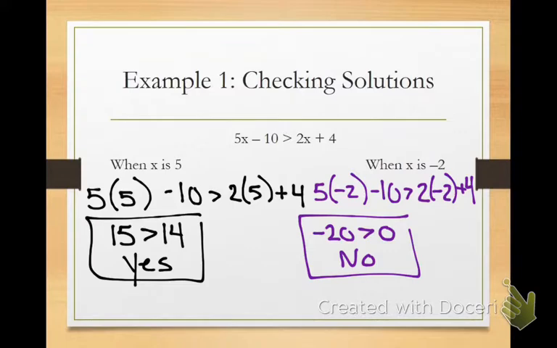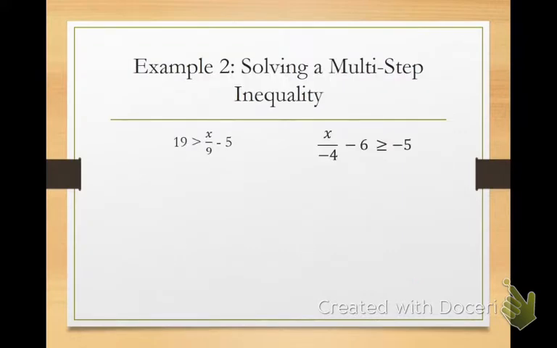The first section of your homework is exactly like this. Actually, it's the same inequality, just at different values. Okay, so numbers 10 and 12 are just like this. All right, next example, we're looking at solving some of these multi-step inequalities.